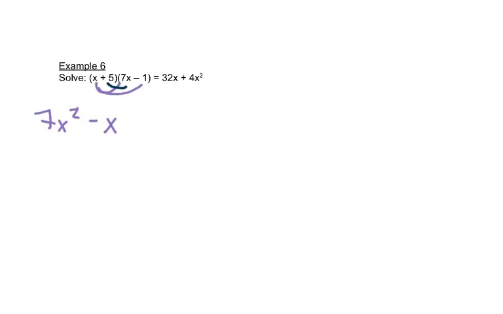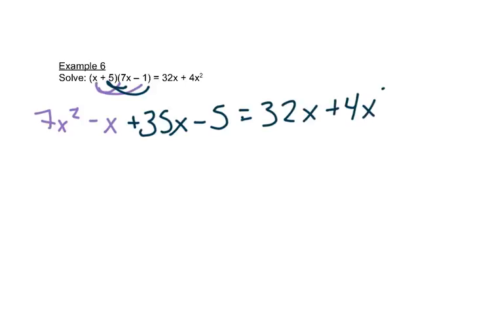Here we'll take 5 times both of those. So 5 times 7x is 35x. And then 5 times a negative 1 is a negative 5. And we'll just copy the rest of that equation. Let's combine our like terms on the left-hand side before we go any further right here.